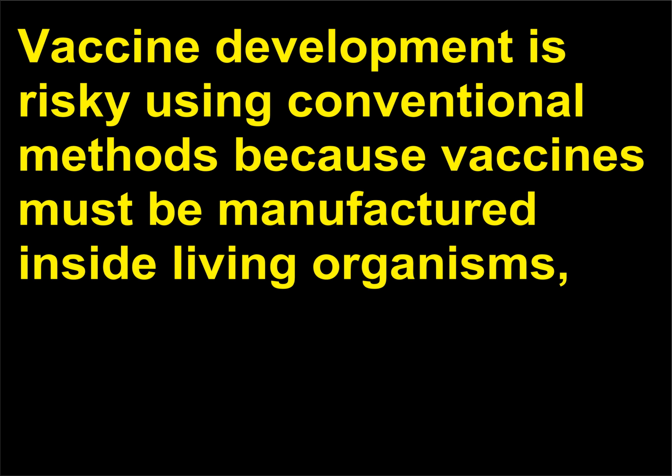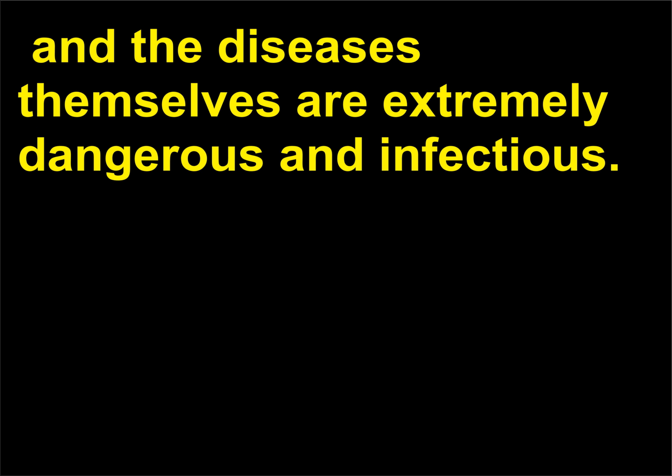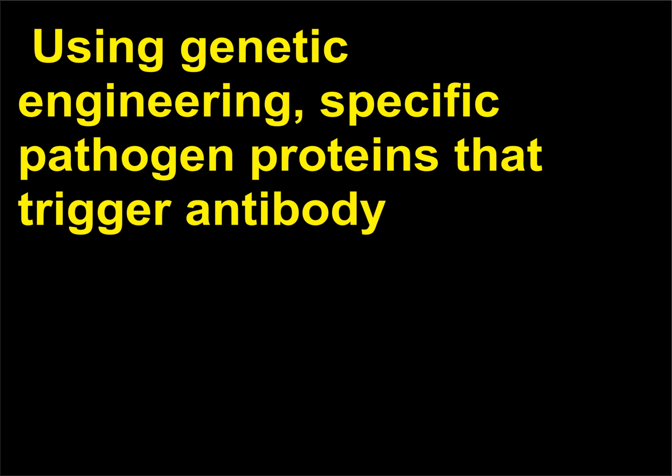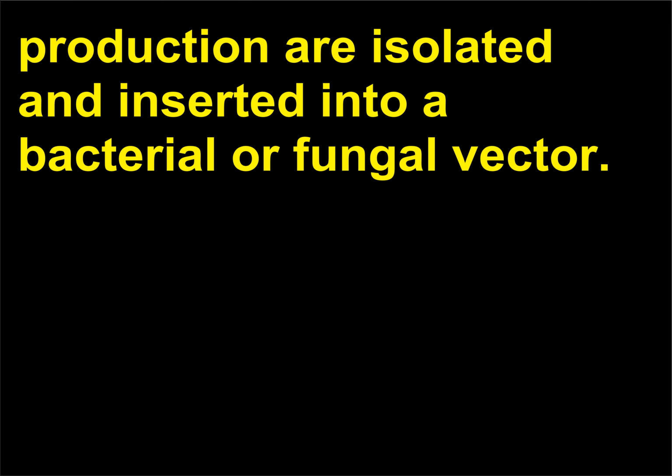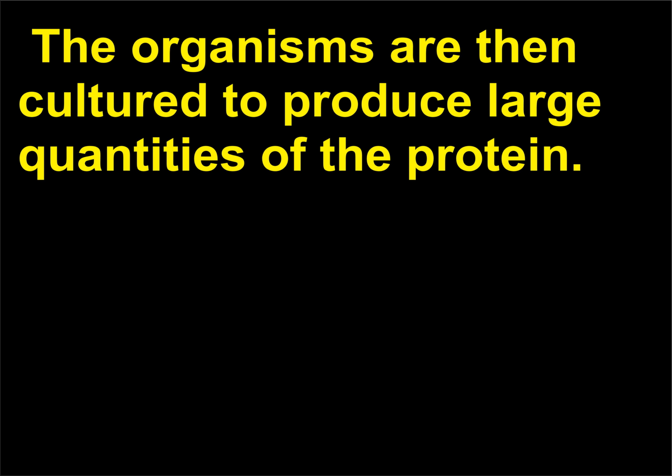Vaccine development is risky using conventional methods because vaccines must be manufactured inside living organisms, and the diseases themselves are extremely dangerous and infectious. Using genetic engineering, specific pathogen proteins that trigger antibody production are isolated and inserted into a bacterial or fungal vector. The organisms are then cultured to produce large quantities of the protein.